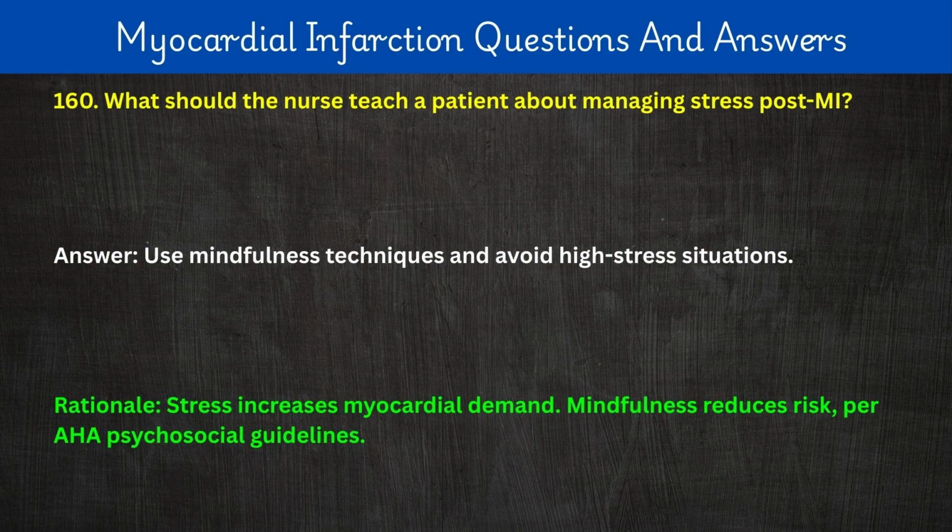160. What should the nurse teach a patient about managing stress post-MI? Answer: use mindfulness techniques and avoid high-stress situations. Rationale: stress increases myocardial demand. Mindfulness reduces risk, per AHA psychosocial guidelines.